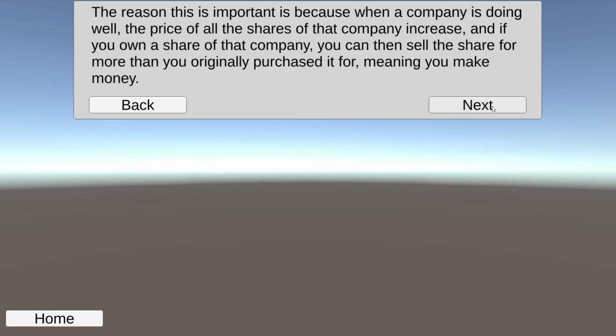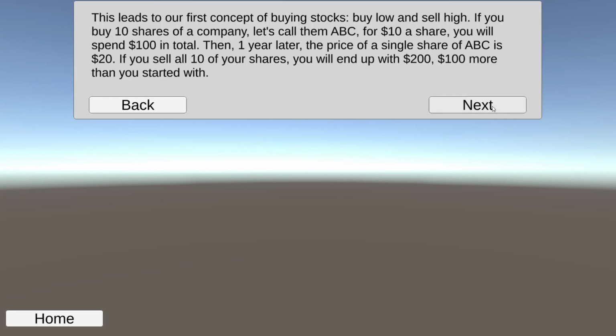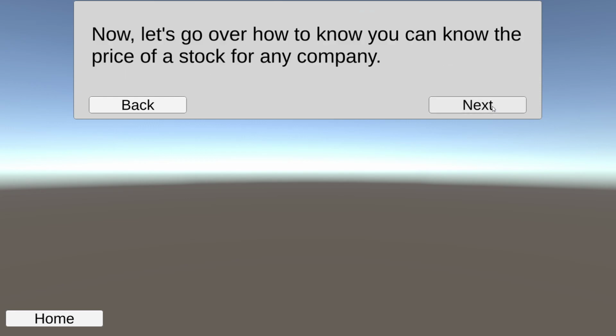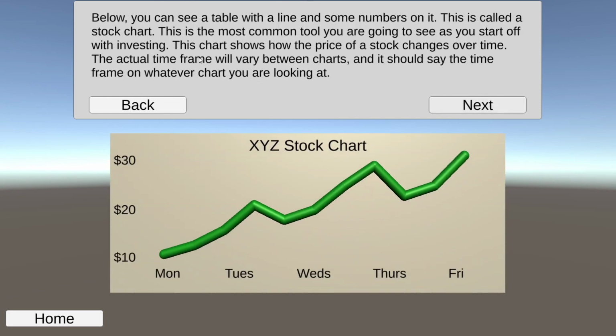Basically, the text here just goes over how stocks work. If you would like to pause and read those, feel free. It also describes a bit of how you can actually make money using stocks. And then here, I'm going to bring back up the stock chart with the same animation shown earlier, just to give everyone who is using this tool, this program, something to look at and understand.